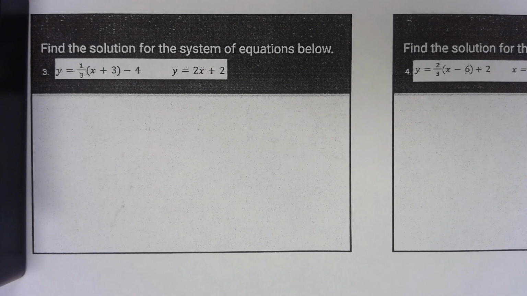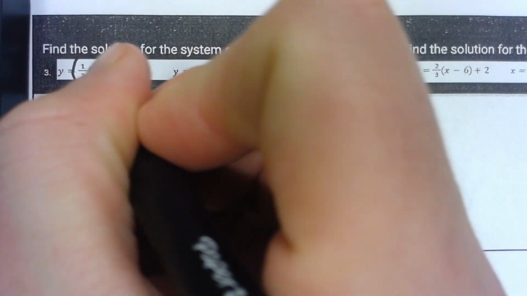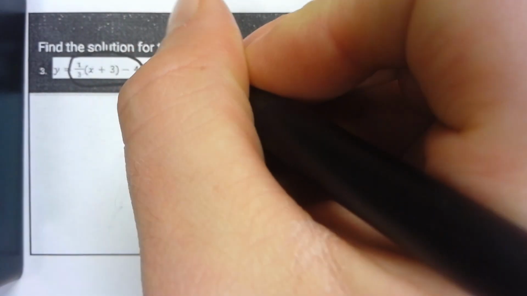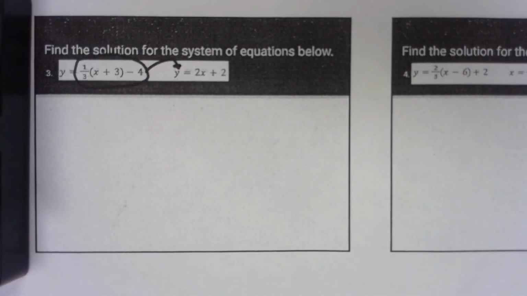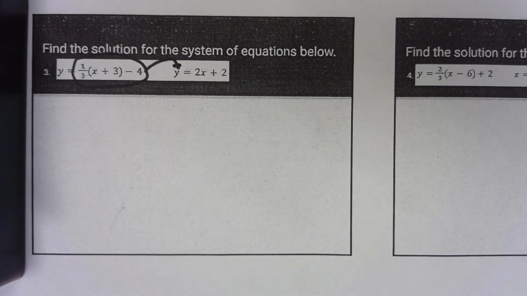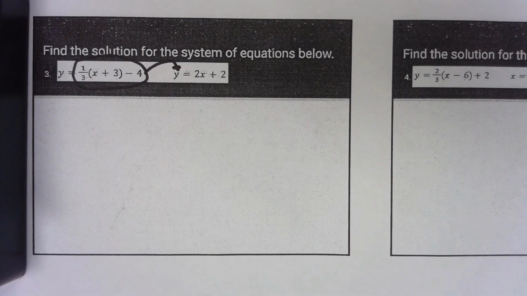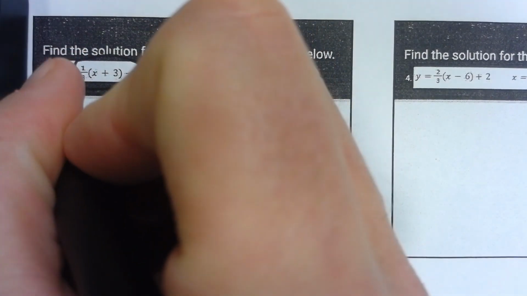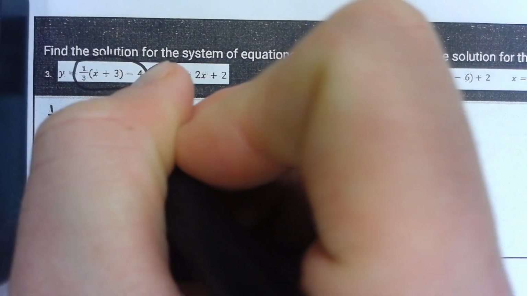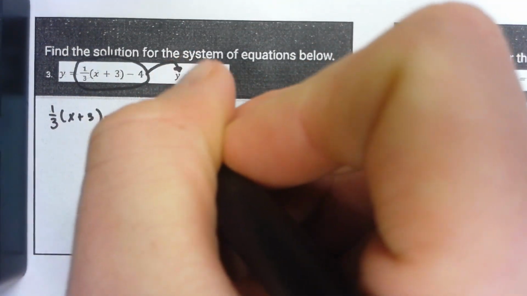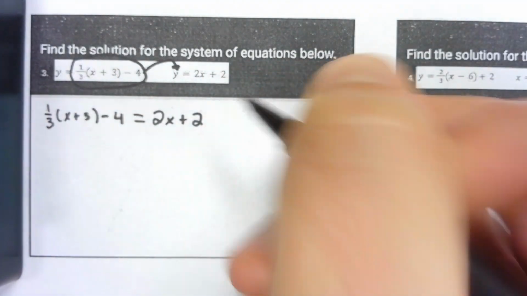Okay, James, I'm going to focus up. Okay, they're both equal to y. So I'm going to take what y is equal to from one of the equations, and I'm going to substitute that into y in the other equation. So basically, I'm setting the equations equal to each other, but that's only because of where the y is showing up. So that makes this 1/3 x plus 3 minus 4 equals 2x plus 2.